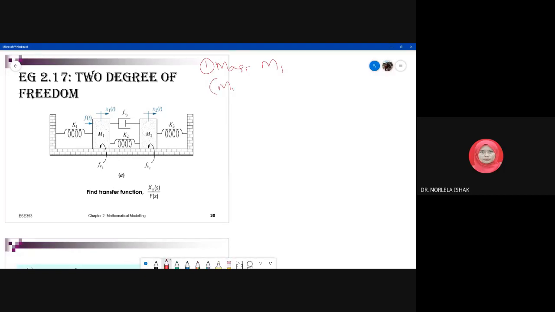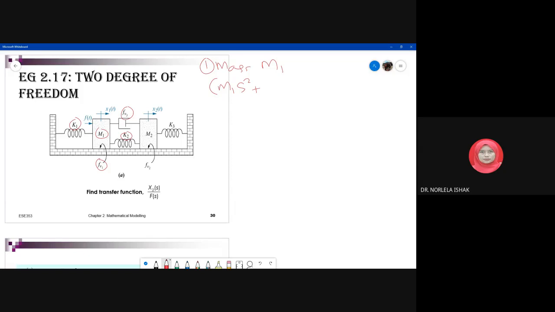Okay, M1, kita buat dalam S domain. We write in terms of S domain. We list down here all the impedance related to X1. Which one? Mesh K1, FV1, FV3, F2, and K2. Okay, this is all related to X1.